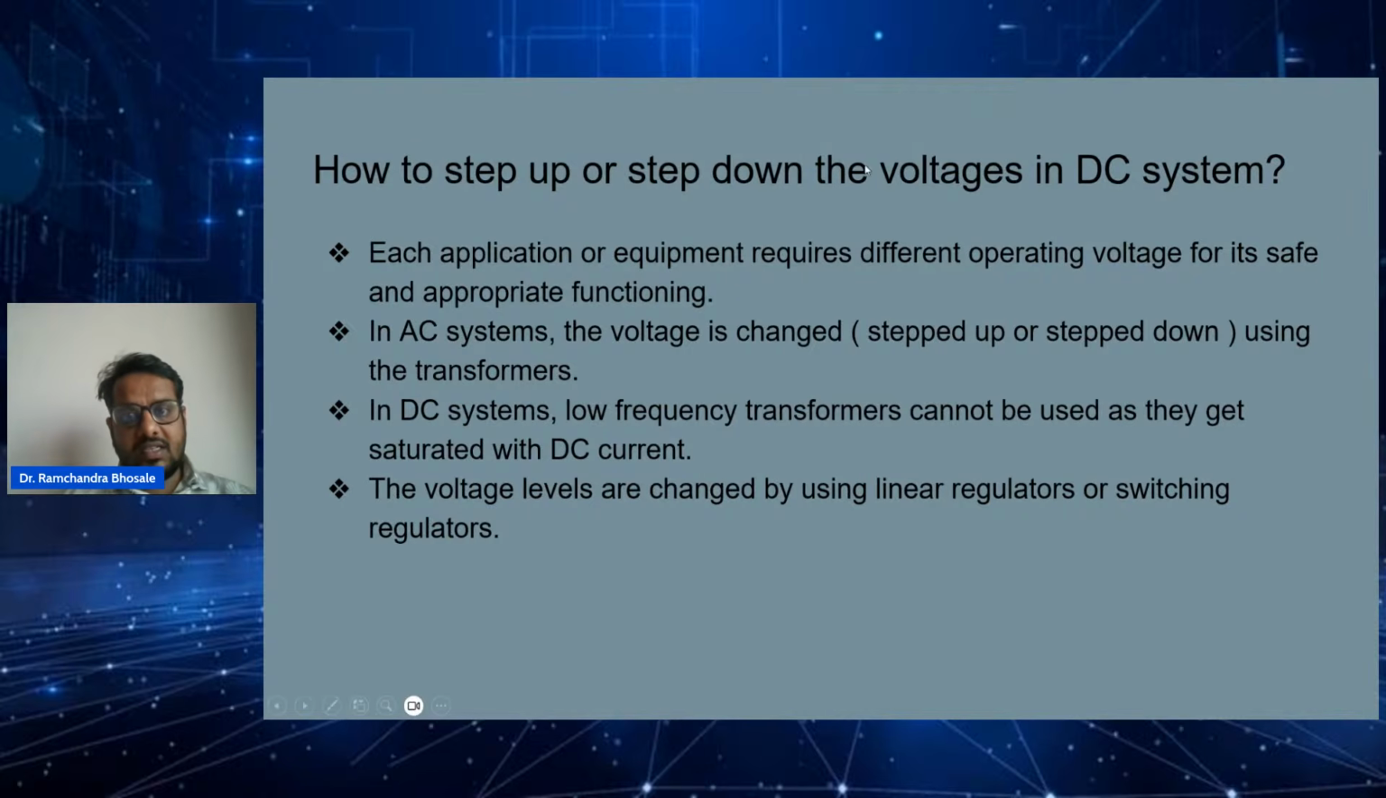But in DC the transformer will not work, because a transformer generally works on AC voltages. It is supposed to have some frequency so that we can transfer the magnetic field from one side to another side. But in DC, when we have to step up or step down the voltage, we have a specialized type of electronic circuit called a DC to DC converter.